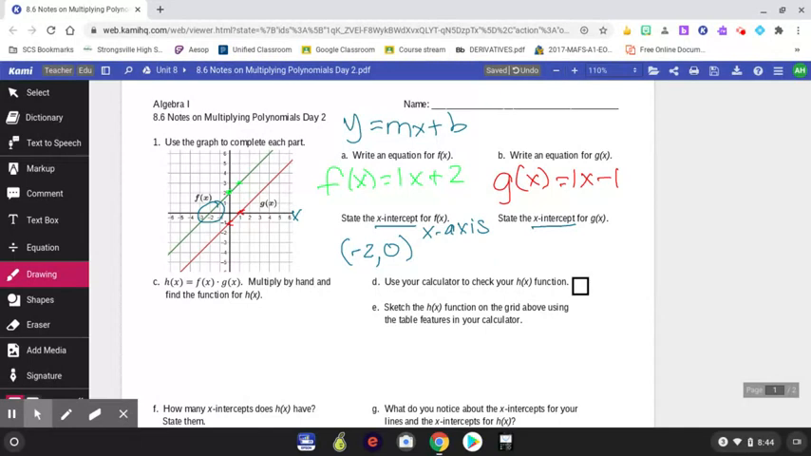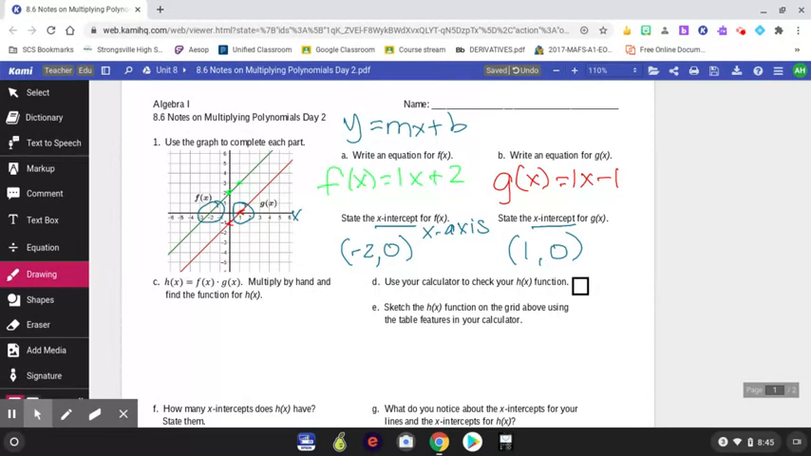For b, it says state the x-intercept for g of x, and I'm circling that. My g function is crossing the x-axis at 1. So again, I like to write these as ordered pairs. This would be the point 1, 0. And again, I notice that that y-coordinate is 0.